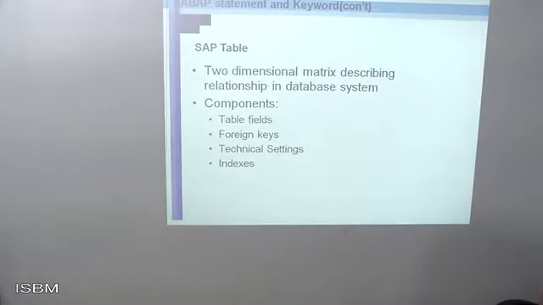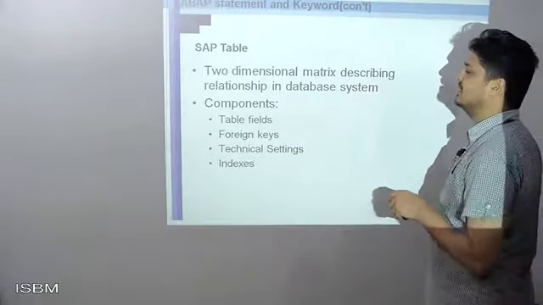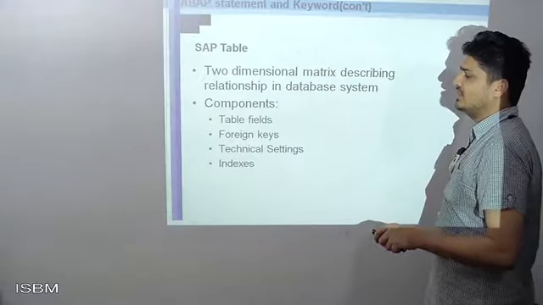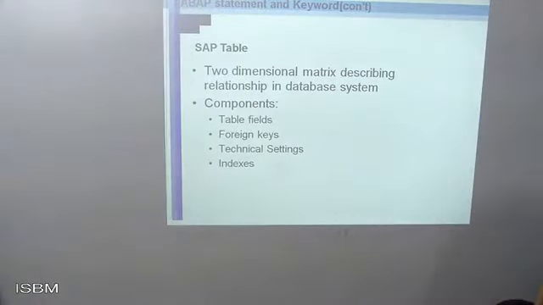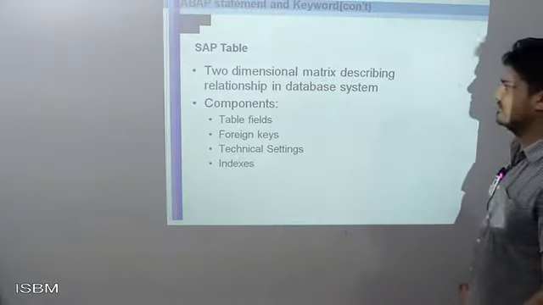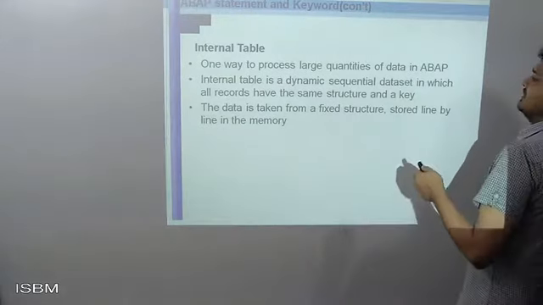Then we have SAP tables. This is a two-dimensional matrix describing relationships in the database system. We have a table, fields, foreign key, technical settings, and indexes, which we have already learned in the database. So the internal table is an important thing. It is one way of processing large quantities of data.